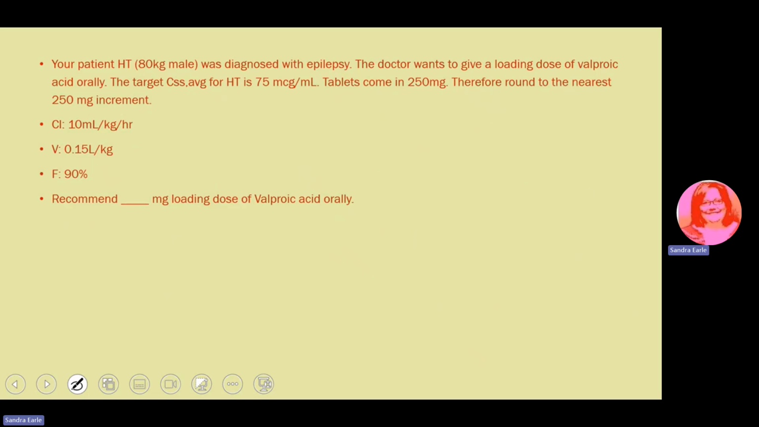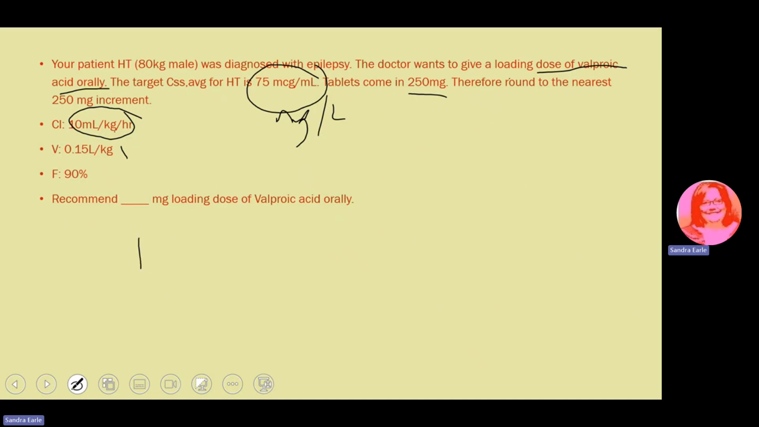Our patient is diagnosed with epilepsy, and we want to give a loading dose of valproic acid orally. The target CSS average is 75 micrograms per ml, which is the same thing as milligrams per liter, isn't it? Tablets come as 250 milligrams, so round to the nearest 250 milligram increment. So for the loading dose, we don't need clearance.